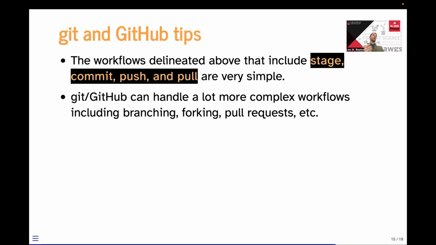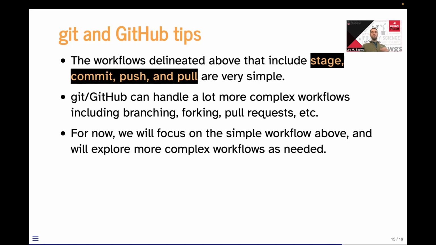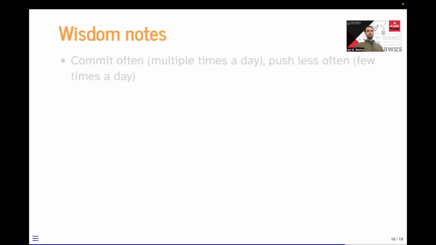As you're reading about Git and GitHub, you're going to hear about branching. We talked a little bit about forking. There are pull requests. There are many other things that are a little bit more advanced in Git and GitHub. I don't think we're going to get into that a lot in this course. So for right now, we're going to focus on stage, commit, push, and pull. That's a very simple workflow that most people use most of the time.